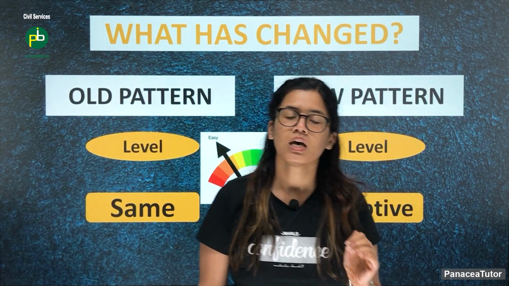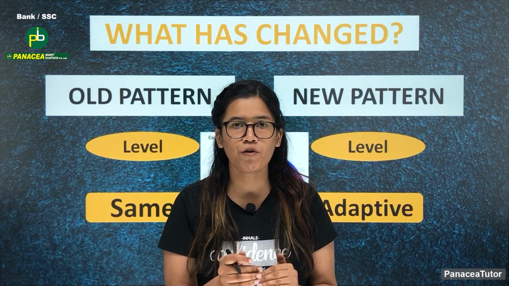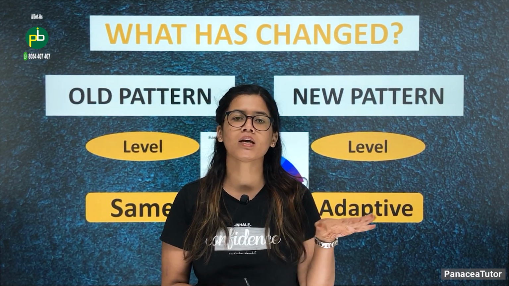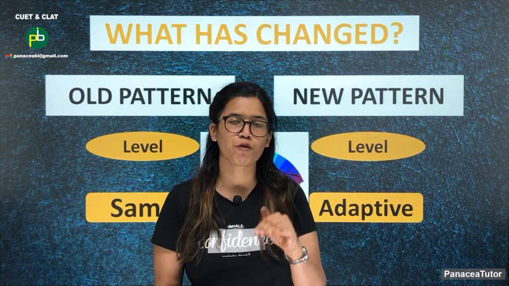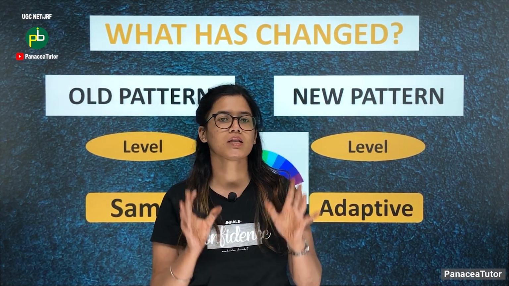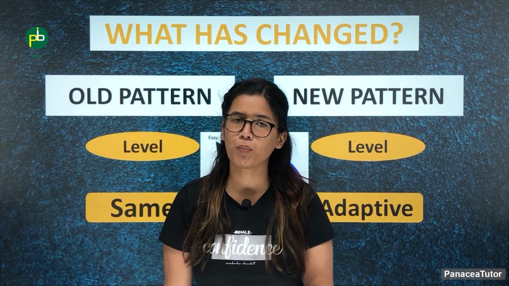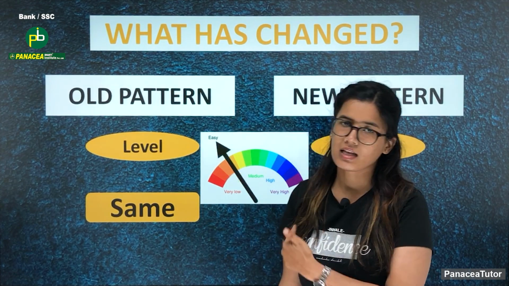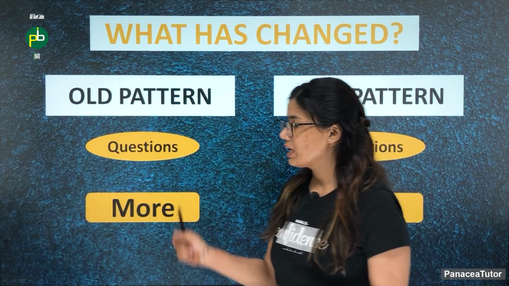Adaptive means the level of the question will change according to your performance. If you are performing low, the level of the questions will decrease. If you are performing well, the level of the questions will increase. So this will be a totally adaptive test according to your performance. This is also a big change, I can say. Let's see what we have next.